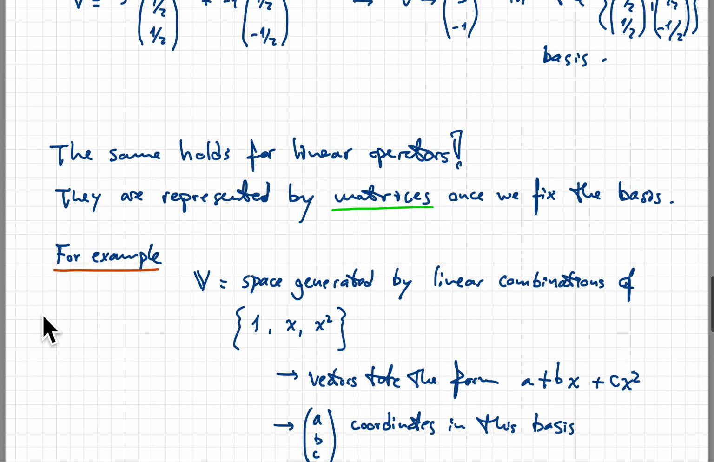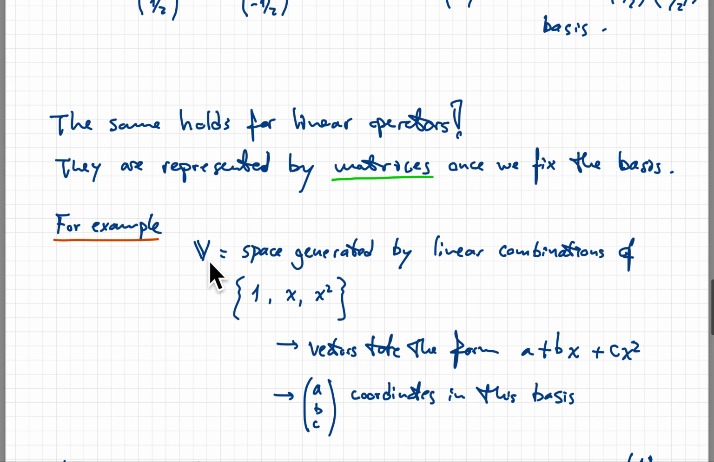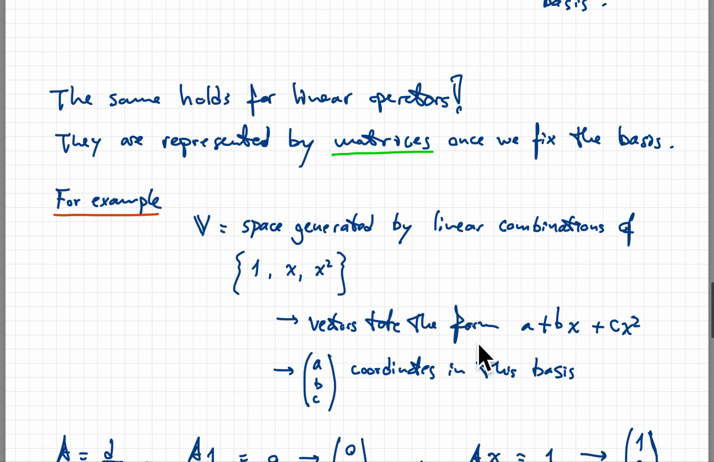And so, for example, if our vector space V is a space generated by linear combinations of 1, x, and x squared, we can try to find a representation of the derivative operator. And so in this space, the vectors will take the form a constant plus another constant times x plus another constant times x squared. So a + bx + cx². So it's a space of polynomials of degree 2 or less. If c is 0, then I have a polynomial of degree 1. And if b and c are 0, then I have a polynomial of degree 0.